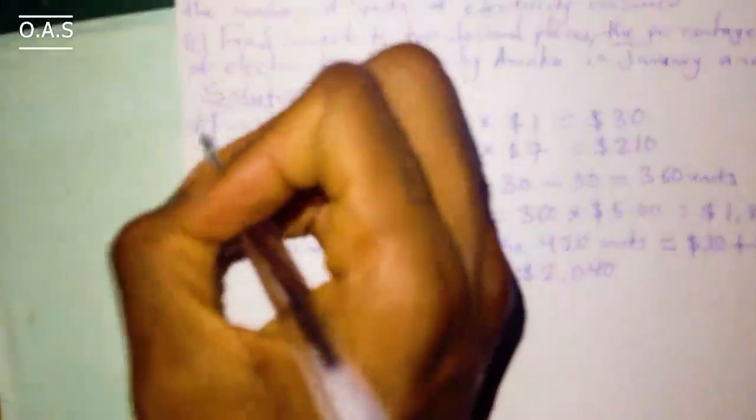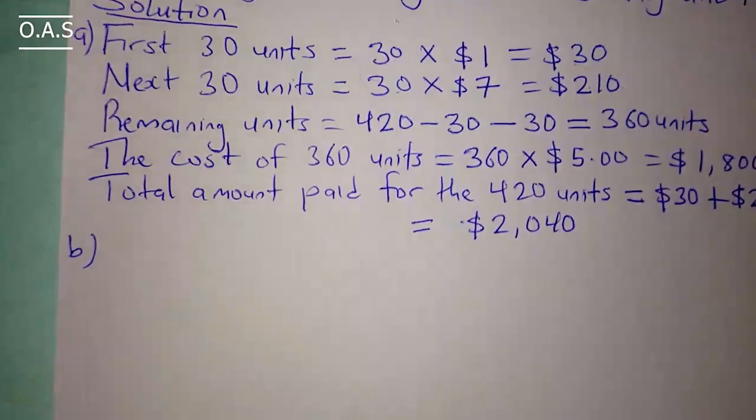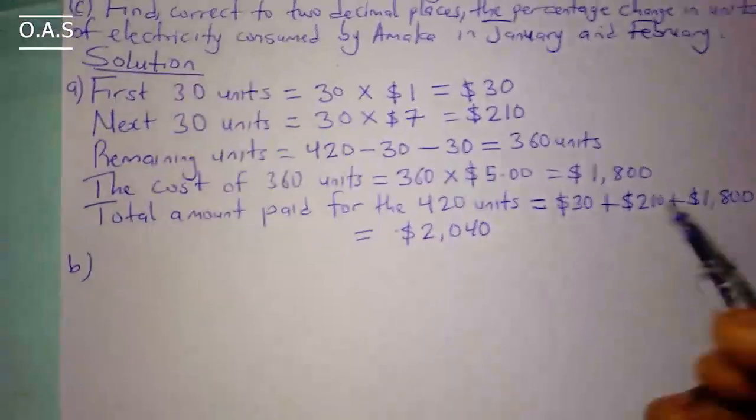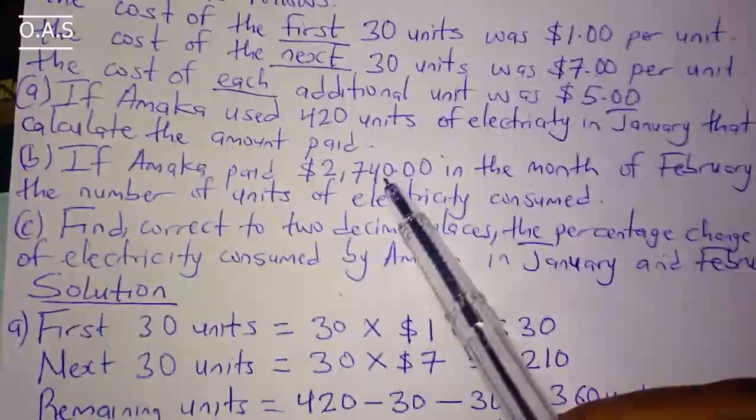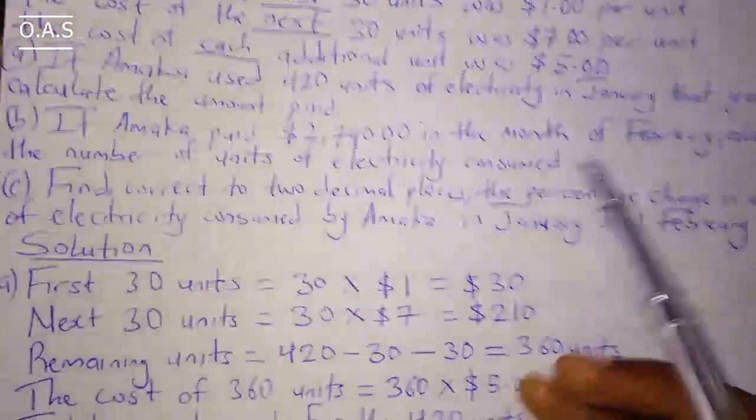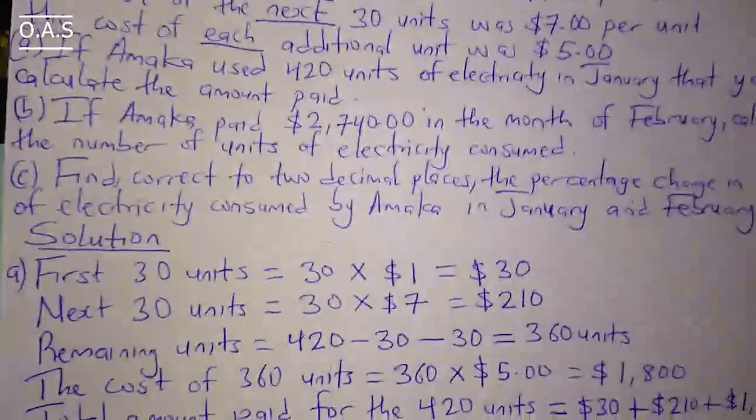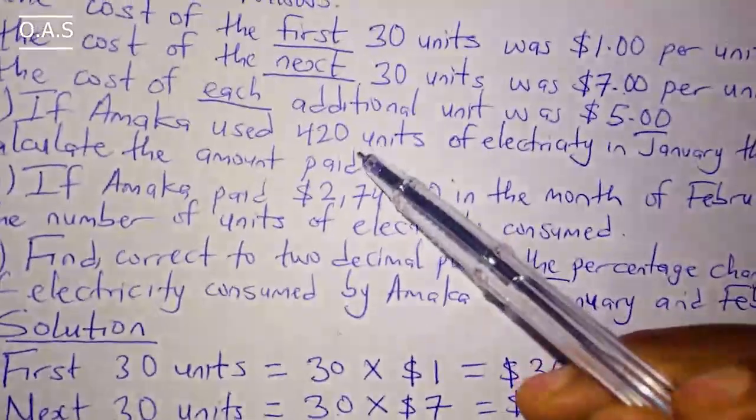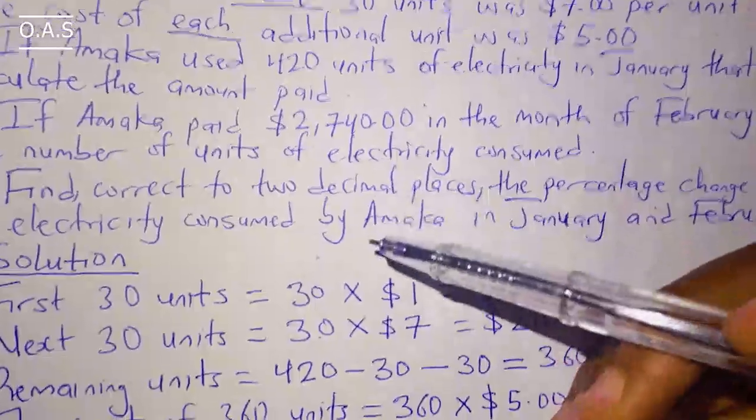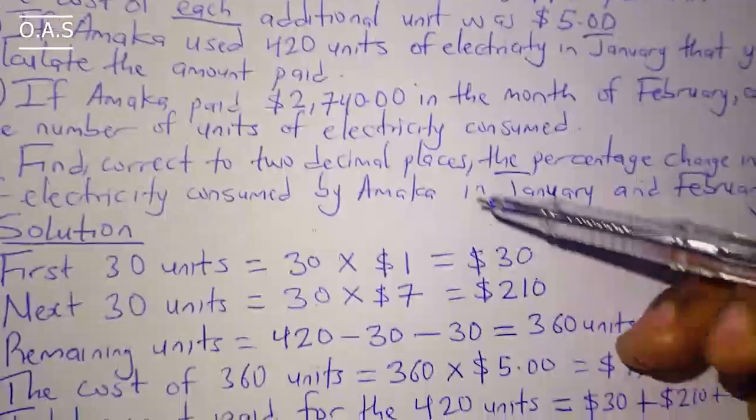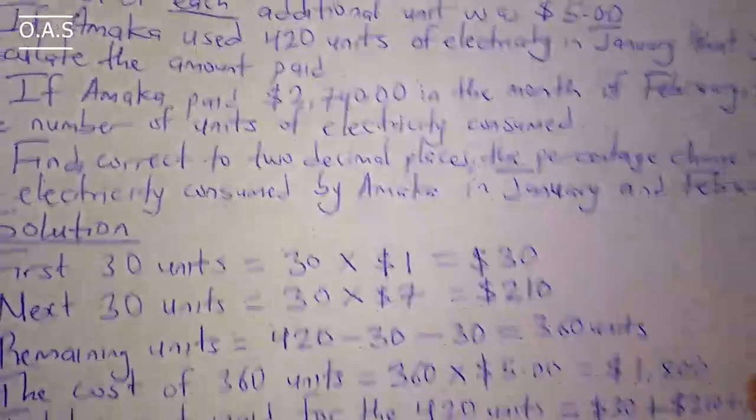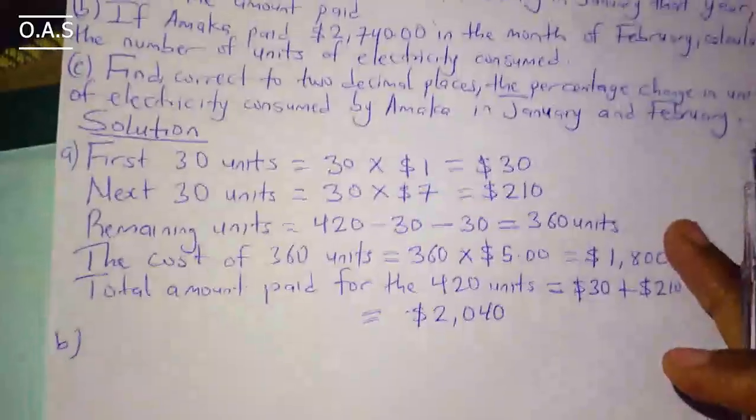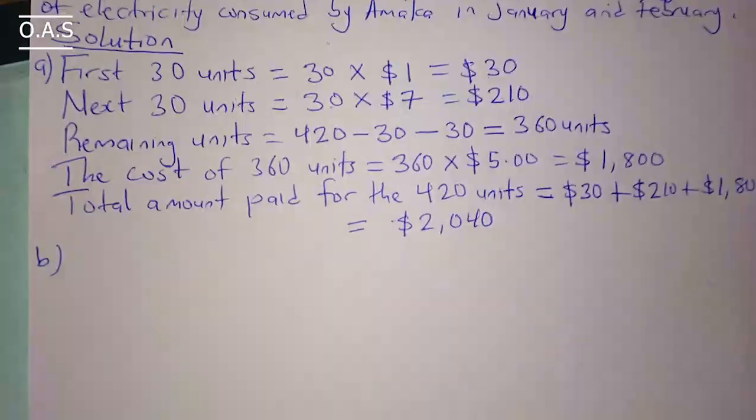That's question A. Then moving to question B. For the second question, we were told that Amaka paid $2,740 in the month of February, and we have to calculate the number of units used. So this is just the opposite of what we did in the first question. In the first question, we were given the number of units, and it was our duty to calculate the amount to be paid. But this time, we've been given the amount. We want to know the number of units that Amaka consumed that made her pay $2,740 for the month of February.